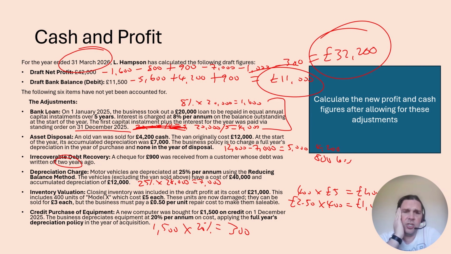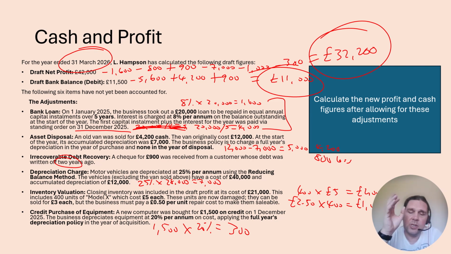Finally, we purchased some new equipment on credit, £1,500 on credit on the 1st of December. It doesn't say we paid it yet. No cash flow implications. The business depreciates at 20% per annum on cost, applying the full year's depreciation in the year of acquisition. So there's no split months. So we just do 1,500 times 20% is £300. So again, that's depreciation. Again, that reduces profit.